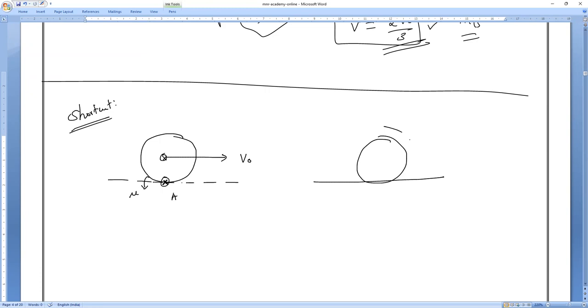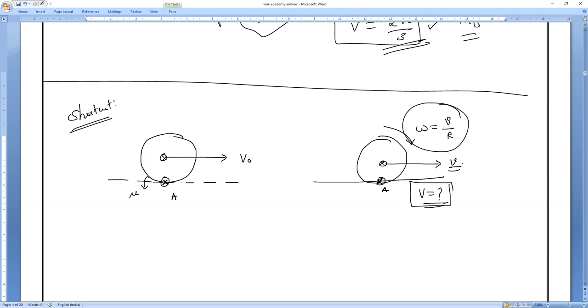After a certain time period, be very careful, by that time the angular velocity attains how much? Angular velocity V by R. Means by that time the velocity of the rolling body will become V. If it is pure rolling, the point of contact velocity is always zero. Now they are asking, what is the velocity when the body attains pure rolling?